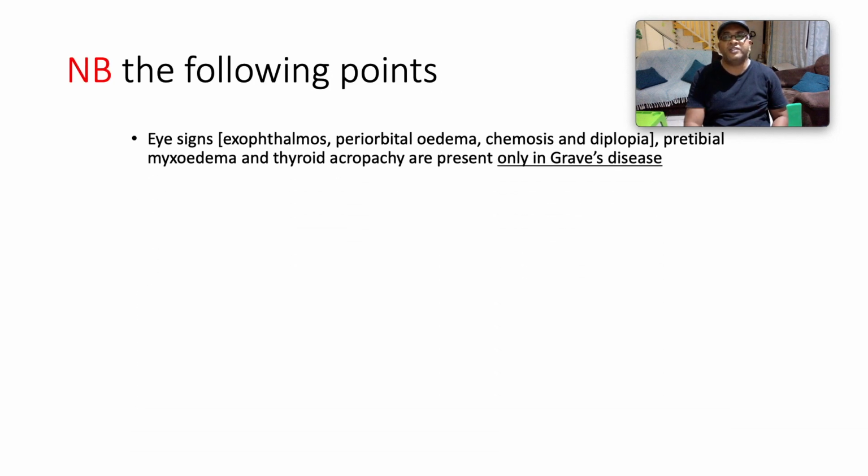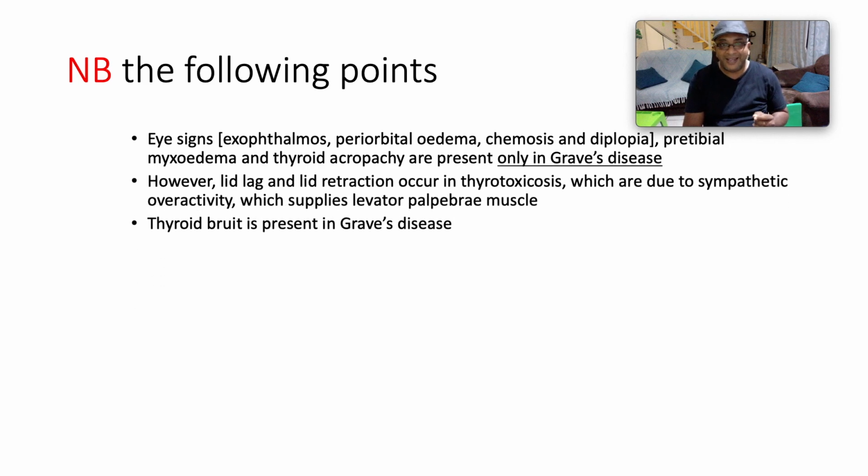Please note the following points, guys. You must look for eye signs of thyroid disease, which speaks to thyroid orbitopathy. We'll be talking about the way to stage eye disease shortly, right? But you look basically for exophthalmos, for periorbital edema, for chemosis and diplopia, pretibial myxedema, and thyroid acropachy. That particular triad of eye signs, pretibial myxedema, and thyroid acropachy is what we term Graves' disease. However, lid lag and lid retraction are more general eye signs, and they are not specific to Graves'. They just occur in any condition where there's thyrotoxicosis, and it's due to sympathetic overactivity, which supplies the levator palpebrae superioris muscle. Okay, thyroid bruit is present only in Graves' disease.